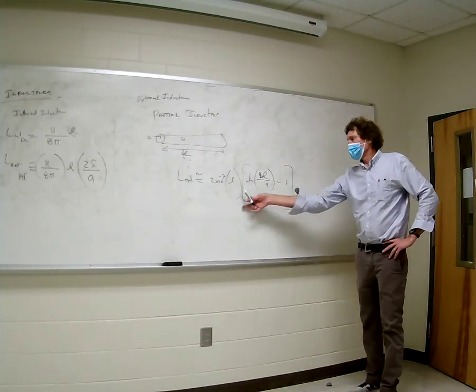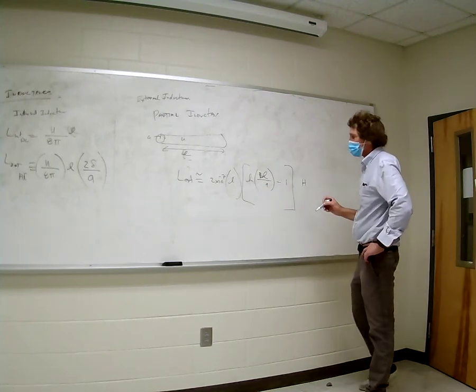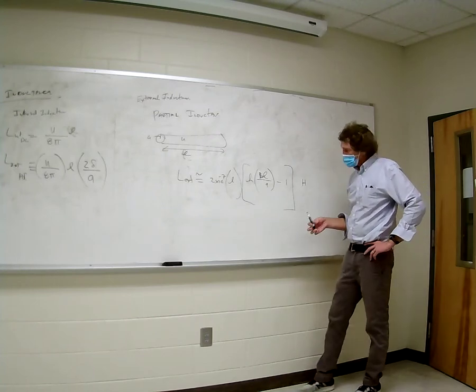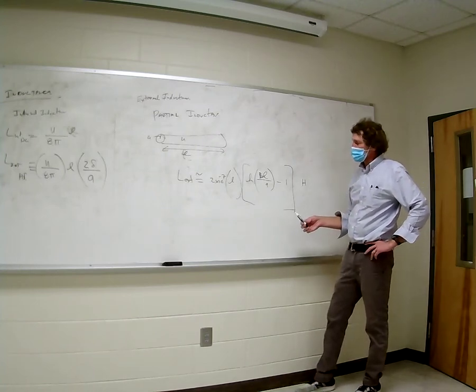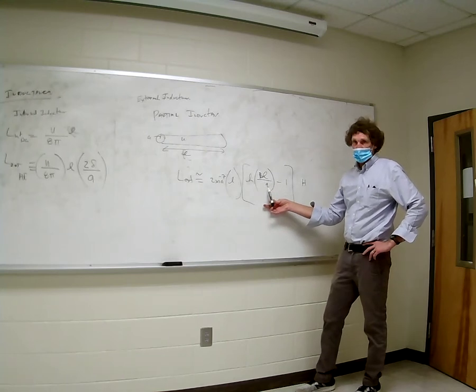Now, I want you to know the units of L would be meters, while the units of inductance would be Henry. If you look at this formula, the real thing that tells you what goes on is that 2L over A has to be greater than 1. And if it's not, then you really don't have a wire.